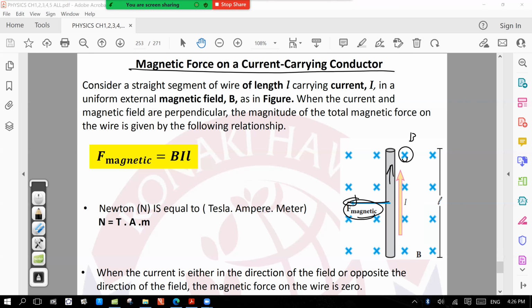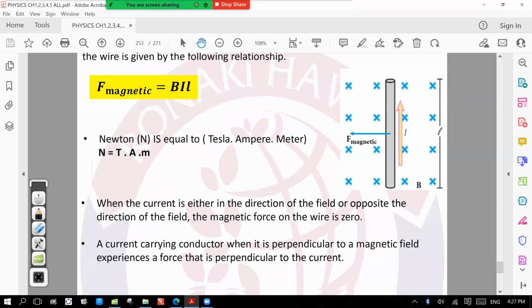And the magnitude, if I want to find the magnitude of the force, I just say magnetic field times the current times the length of the wire. So the BIL formula, we call it the BIL formula. B is the magnetic field in Tesla, you know that, I is the current, and L stands for the length of that wire. Okay, now this part is quite easy.